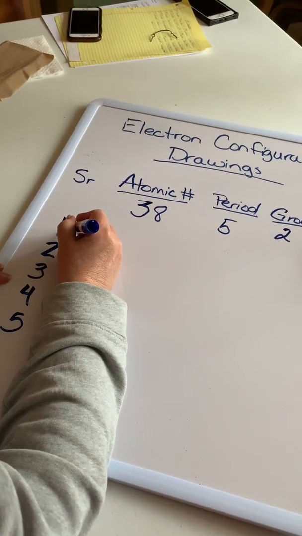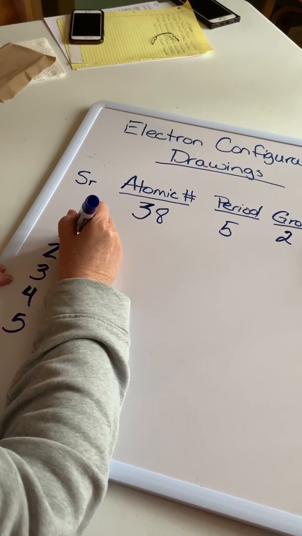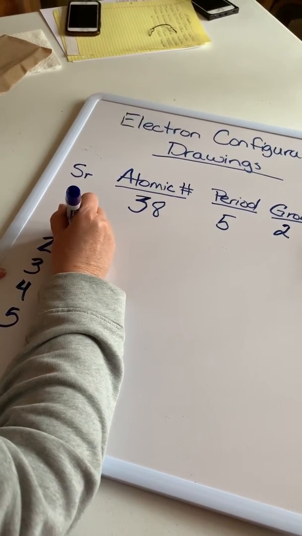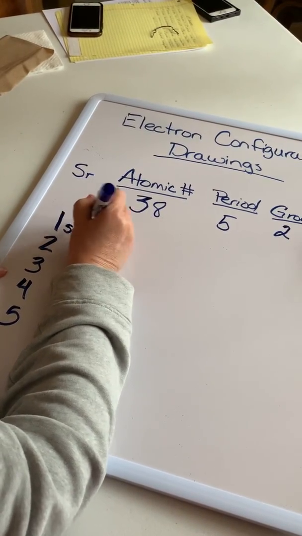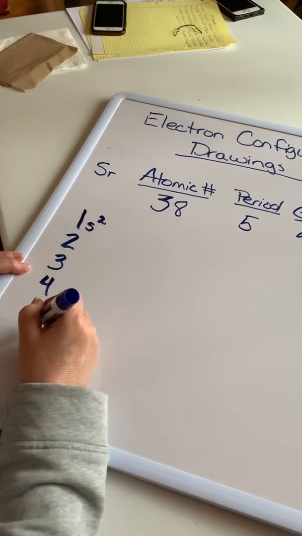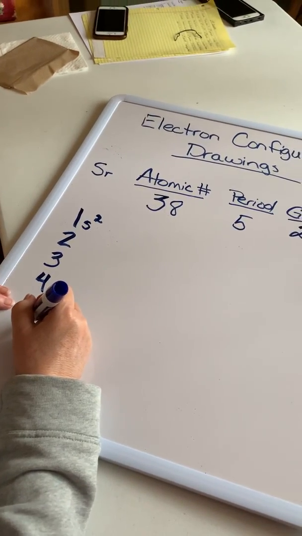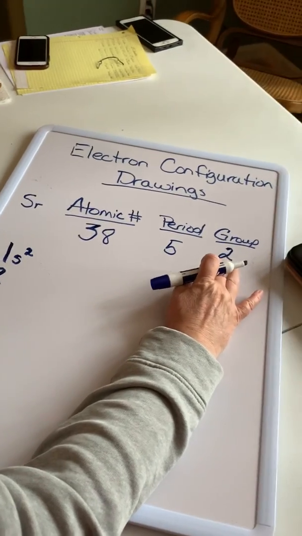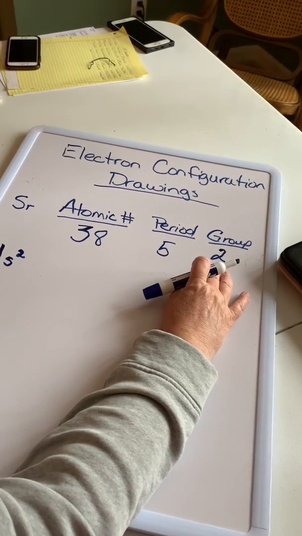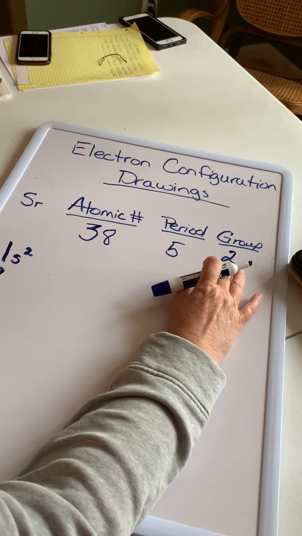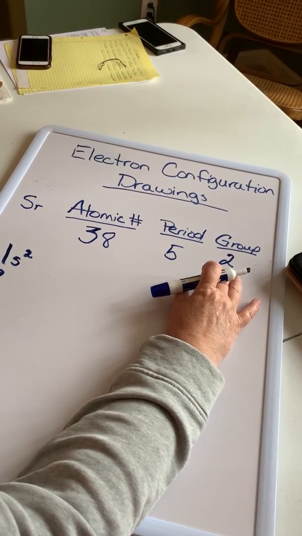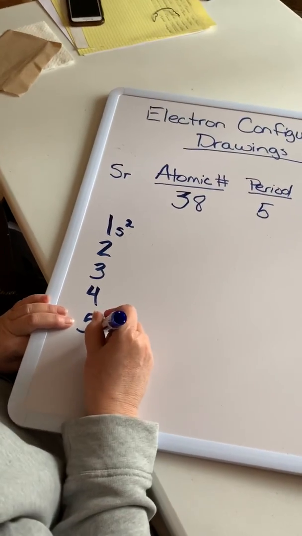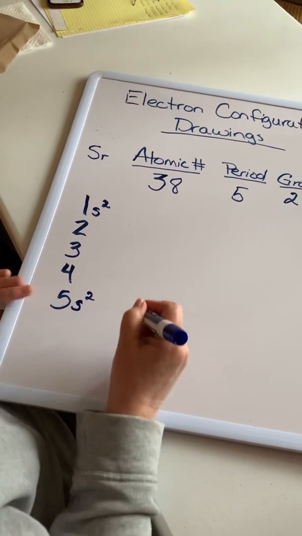Level 1 is always going to be the same thing, unless it is what element? Yep, hydrogen. So it's always going to be 1s2. And then the last level, you determine by your group number. That group number 2 tells us the number of valence electrons. So that's the number of electrons in the last level. So 5 is going to be 5s2.